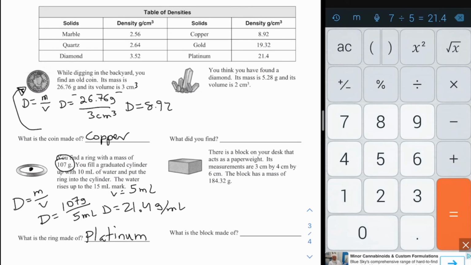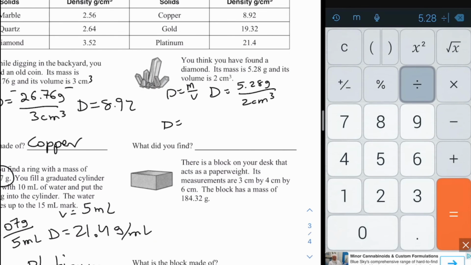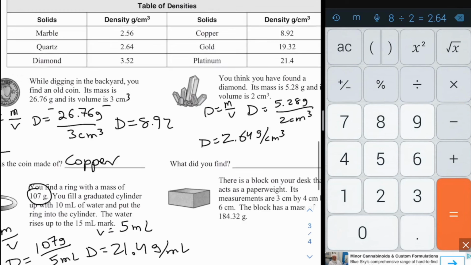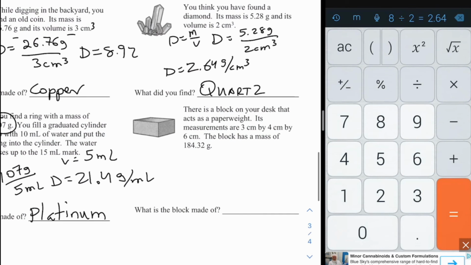Okay, you think you found a diamond. The mass is 5.28 grams, and the volume is... So D equals mass over volume. D equals 5.28 grams divided by 2 centimeters cubed. 5.28 divided by 2 is 2.64 grams per centimeter cubed. 2.64 is quartz. Didn't find a diamond.